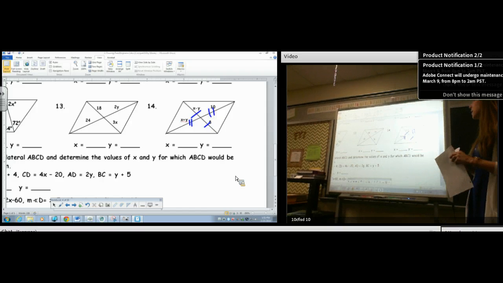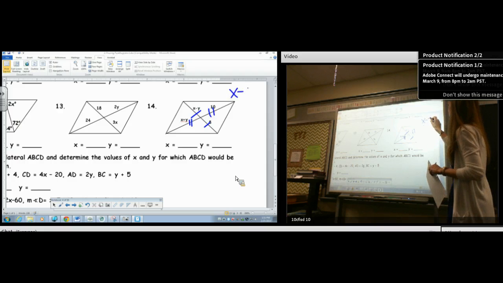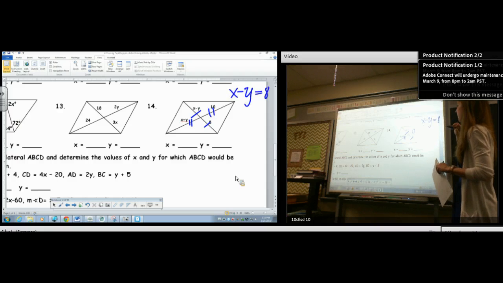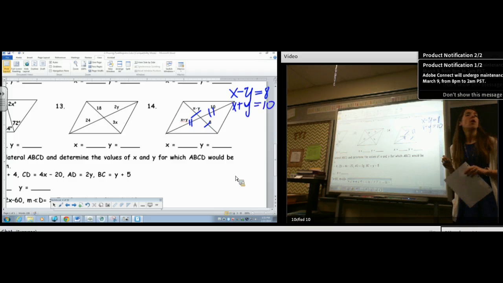X plus y. So, Tyler, can you set up an equation for me? X minus y equals 8. Beautiful. And then x plus y equals 10. Now, we try not to give you too many systems of equations. But when we do give you a system of equations, we're going to make sure it's really nice if we're going to give it to you on a quiz or a test. On the homework, we might give you ugly ones. But on a quiz or a test, I promise it'll be nice.